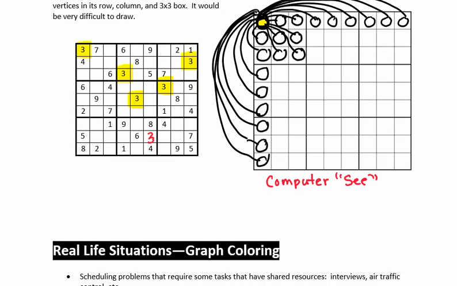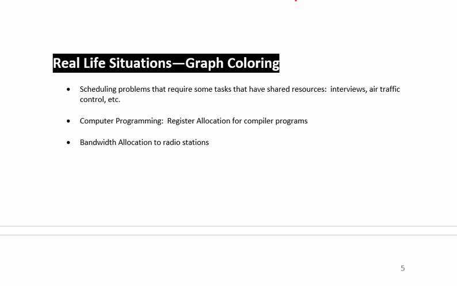And again, if you like Sudoku, there's more of that, but that's an application of graph coloring. Here's another application of graph coloring. We have scheduling problems that require some tasks to have shared resources. So sometimes we might represent those as a graph and try to use our room. So like interviews or air traffic control, we're talking about runways. We want to make sure that the resources aren't being used at the same time.